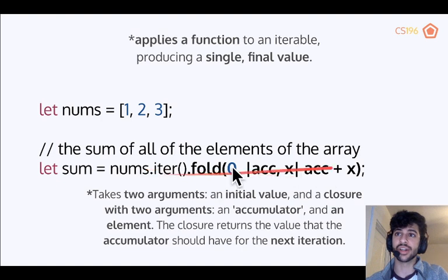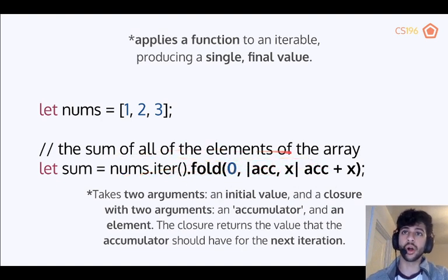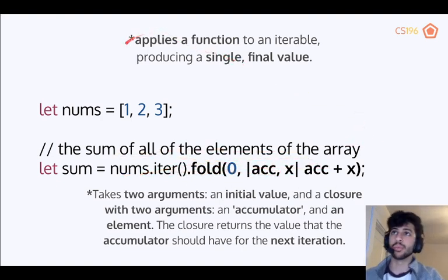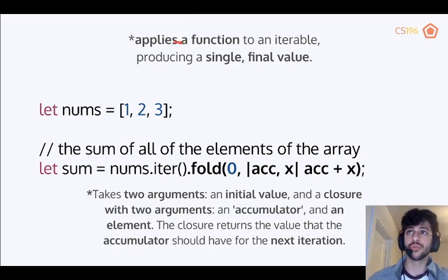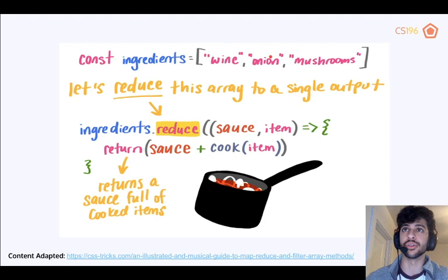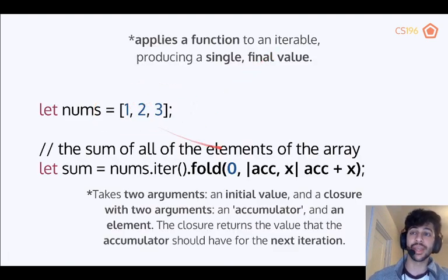And this entire line right here is the sum of all of the elements in the array. More importantly, we talked about how fold will apply a function to an iterable, producing a single final value. The single final value in this case is the sum of all of the elements in the array. And the function, of course, is this little closure right here that does exactly that. It has the logic for summing.